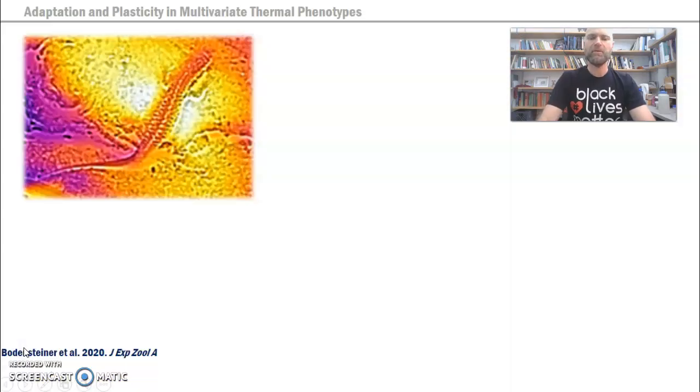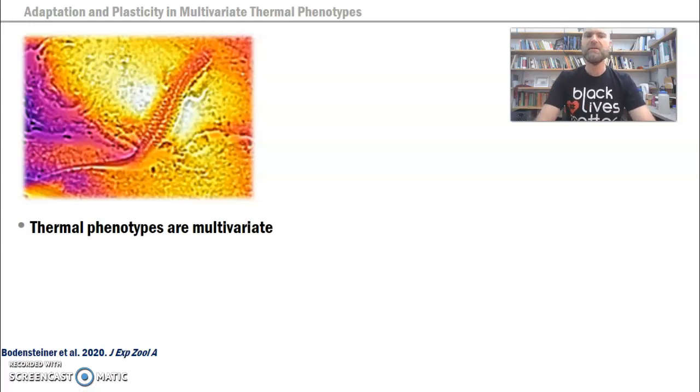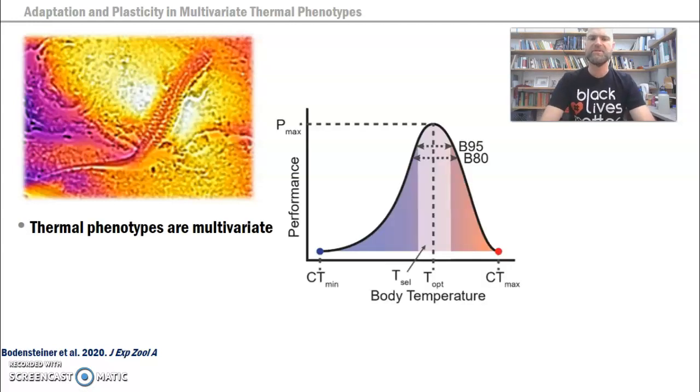Let's start by talking a little bit about thermal phenotypes generally. First of all, we know that these phenotypes are multivariate. So here's an example of a thermal performance curve. You're probably familiar with this. This shows body temperature on the x-axis and some measure of organismal performance on the y-axis. From this curve, we can extract important parameters such as critical thermal minimum, critical thermal maximum, optimum temperature for performance. We can also describe selected and preferred body temperatures and performance breadth.